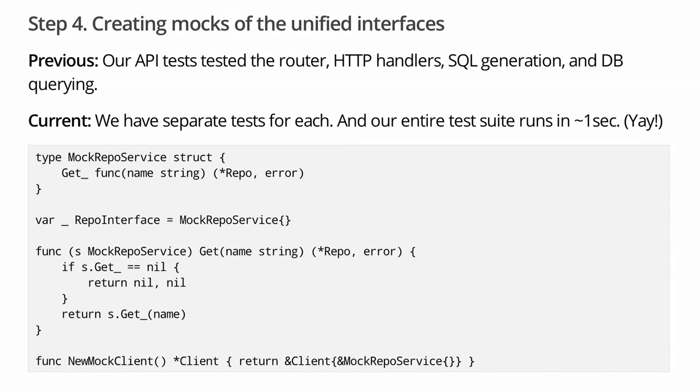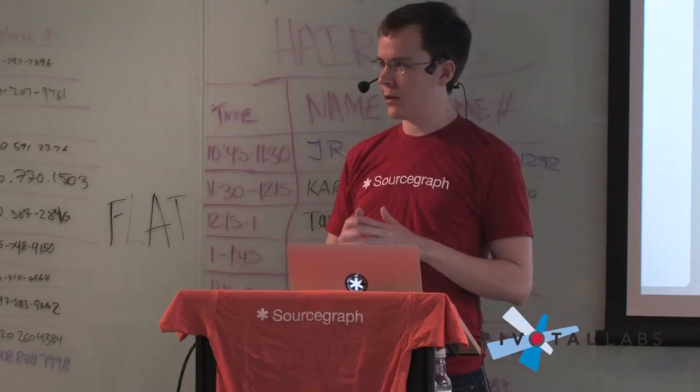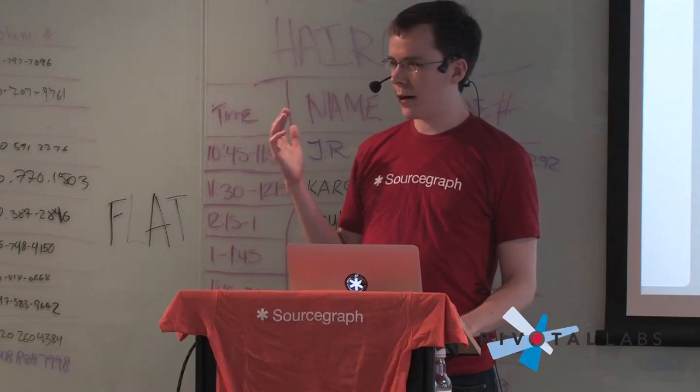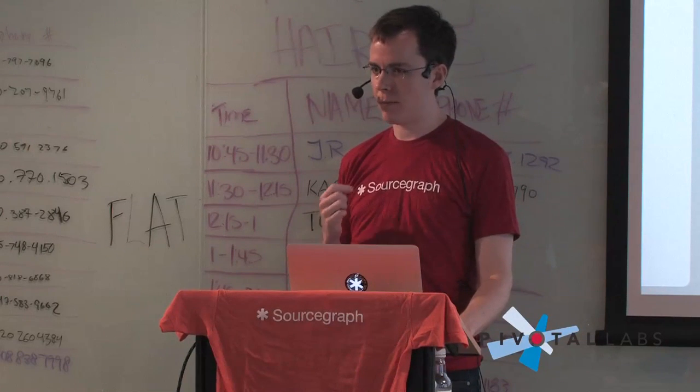And then the final thing which I mentioned is now that we have these set of unified interfaces that describe all the actions you can take on all the nouns in our system, we can make mocks for them and use them throughout. So previously, as I said, our API tests would test the entire stack. We didn't have any good separation because we didn't have good mocks. And now we can have separate tests for each, and we mock the components that we're not directly testing so that they run super quick.